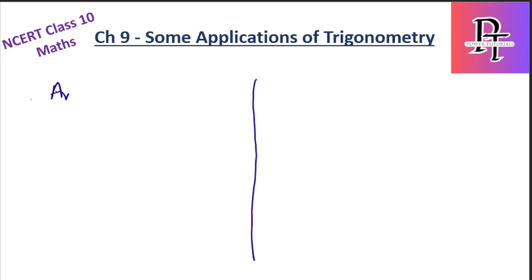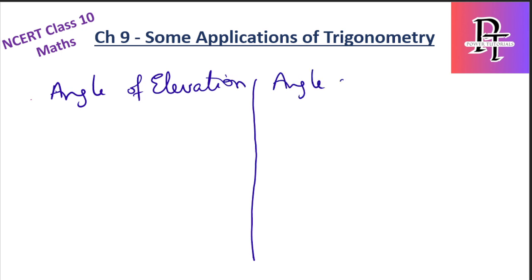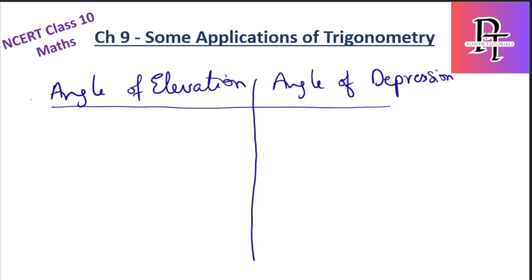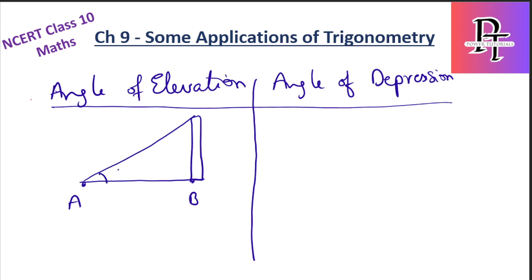Angle of elevation, and second is angle of depression. The angle of elevation is: suppose we have a point A here and at point B we have a building, and from point A I am able to see the top of the building with some angle theta. Then this theta is called the angle of elevation.